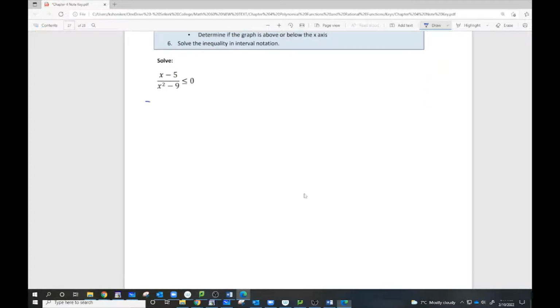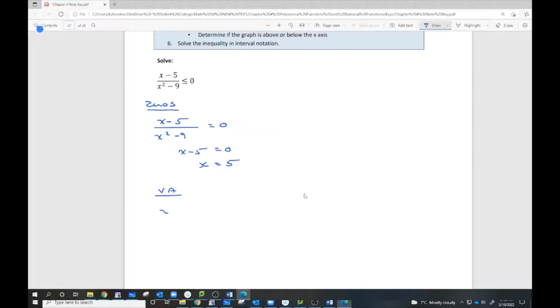First step is to find your zeros, right? It's already an inequality set to 0. So to find your zeros, you're going to make it equal to 0. So we've got x minus 5 over x squared minus 9 is equal to 0. Multiply by the lowest common denominator, you're left with x minus 5 equals 0, and we have a 0 at x equals 5.